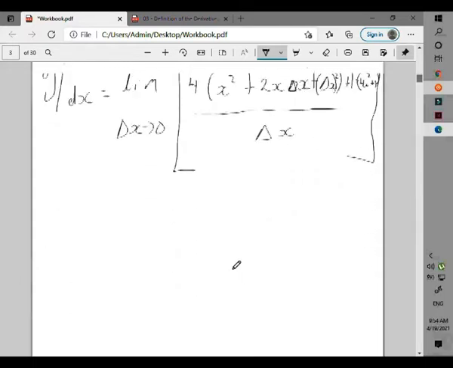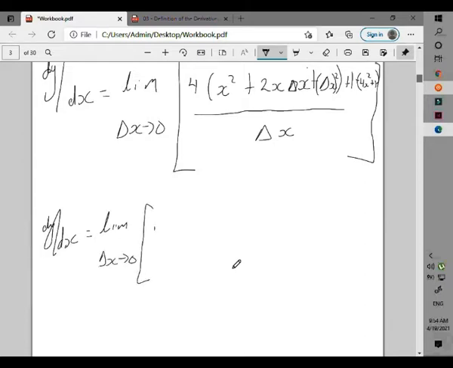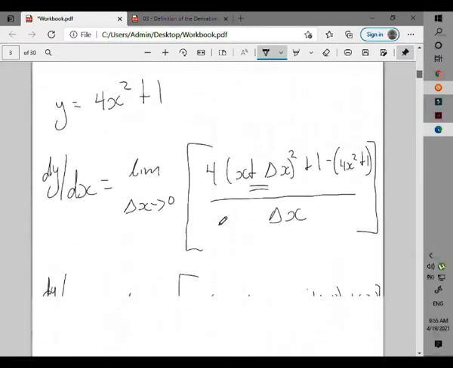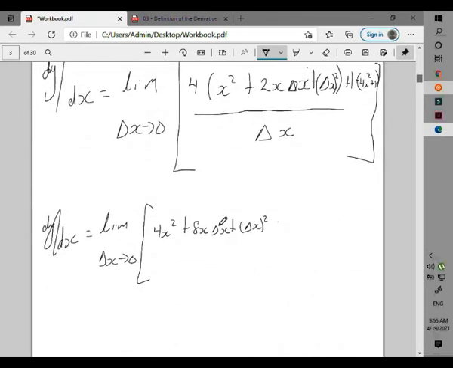Alright, next line. I'm going to try and write smaller now. dy upon dx equals the limit as delta x approaches 0 of 4x squared plus 8x delta x plus, in bracket, and all. You should practice doing this as well whenever you have these type of situations, which is now going to be added or subtracted.